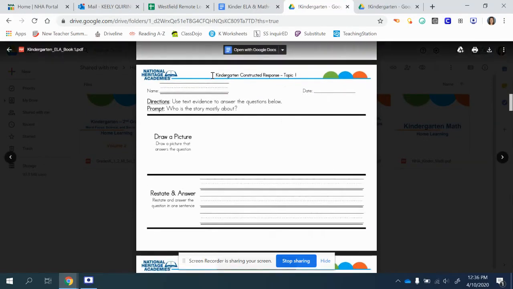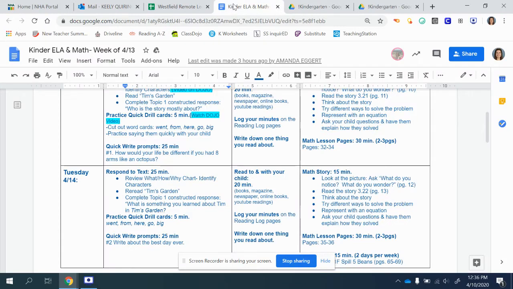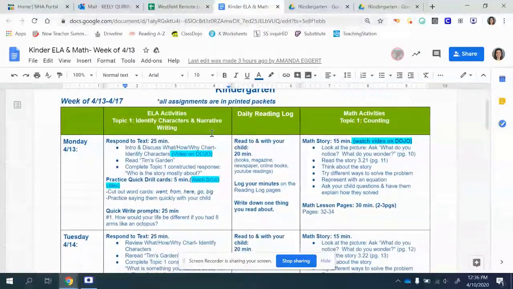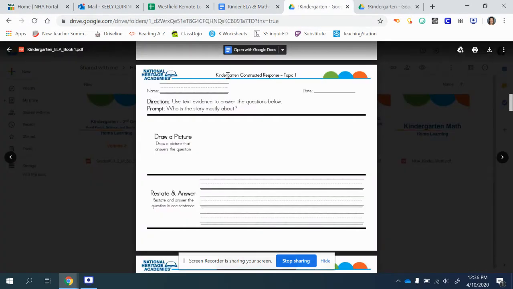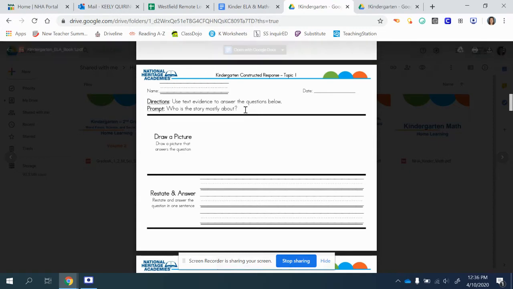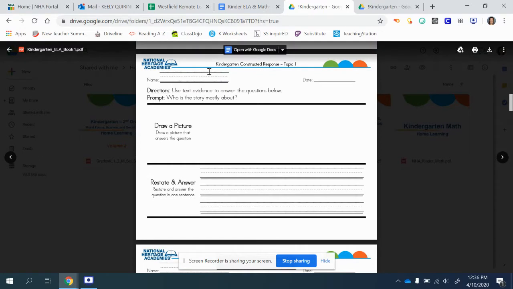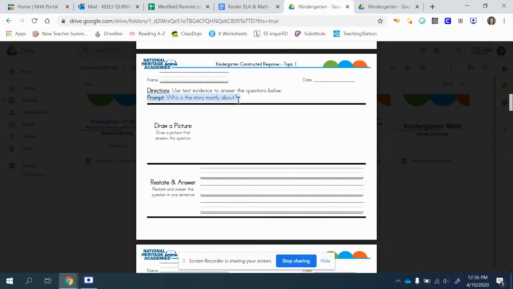And now I come to a page that says Kindergarten Constructed Response, Topic 1. If I go back to my weekly guide for Monday, okay, I've read Tim's Garden. Now I need to complete Topic 1, Constructed Response. Who is the story mostly about? So again, I'm going back to my packet. I see Kindergarten Constructed Response. Who is the story mostly about? I am exactly where I'm supposed to be. So for this one, they're writing their name at the top, and then they need to answer the question, who is the story mostly about?